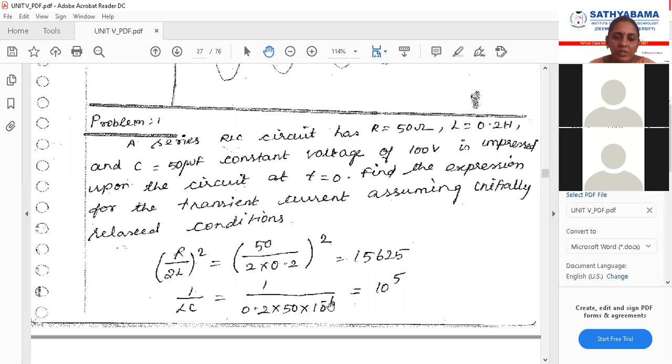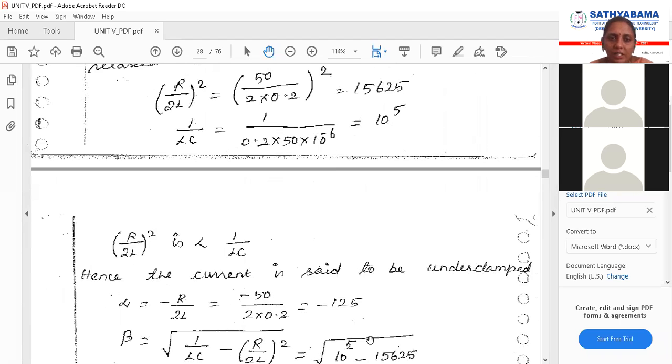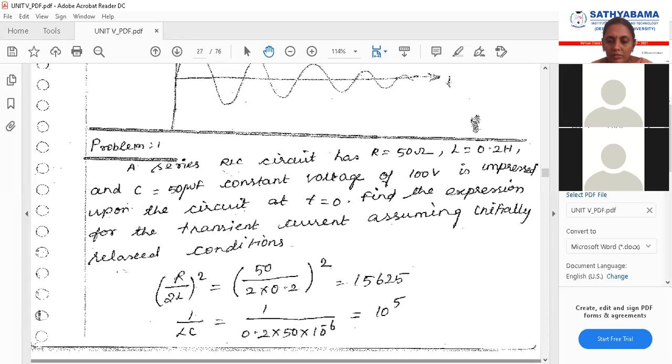Okay. Now check out here. We are following here. Find out (R by 2L) the whole square value. R by 2L, resistance is 50 by 2 into L, 2 into 0.2, the whole square. So this will be 15625, after calculation. Okay, 1 by LC, 1 by 0.2 into 50 into 10 power minus 6. So this is going to be 10 power 5.